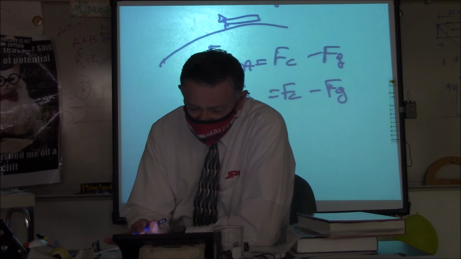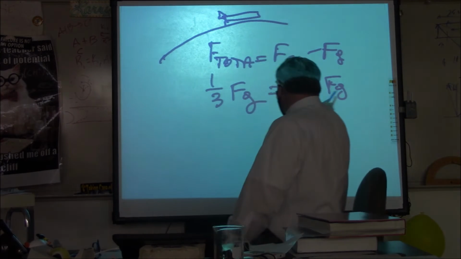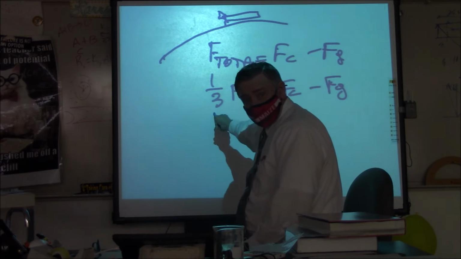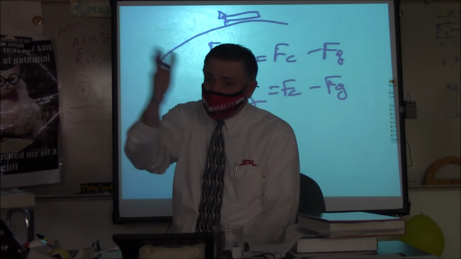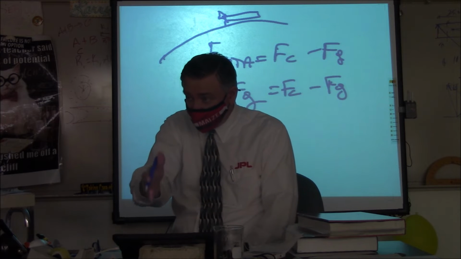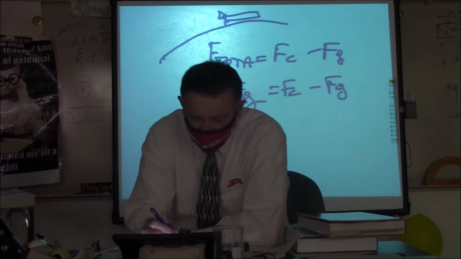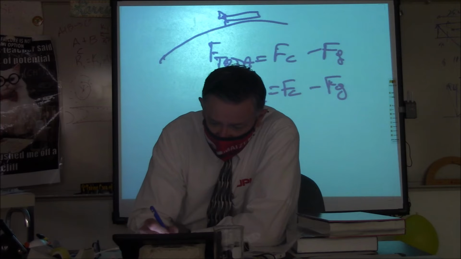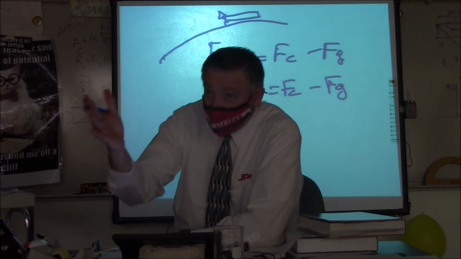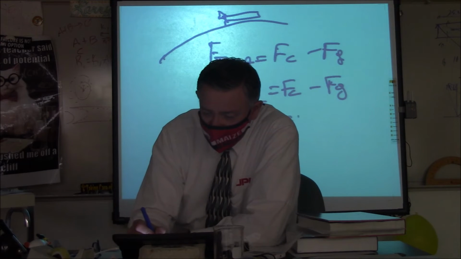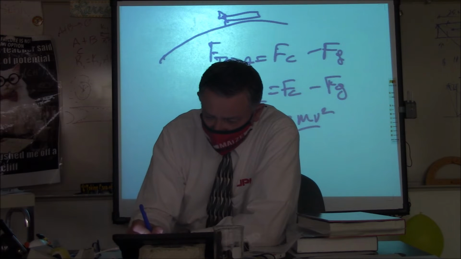Now here's where the magic happens. I'm going to move this Fg over here. So when I take 1/3 and add an Fg to it, Ms. Pfeiffer, what do I get? 4/3. Yeah, so I'm going to get 4/3 mg, which is how we're going to calculate our weight, right? Which is going to equal mv squared over r.